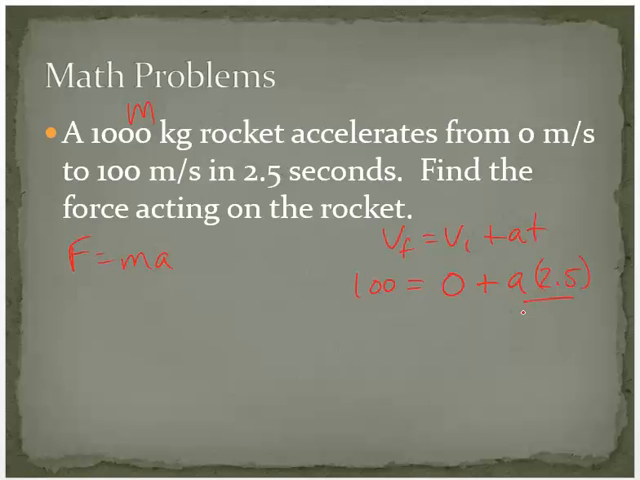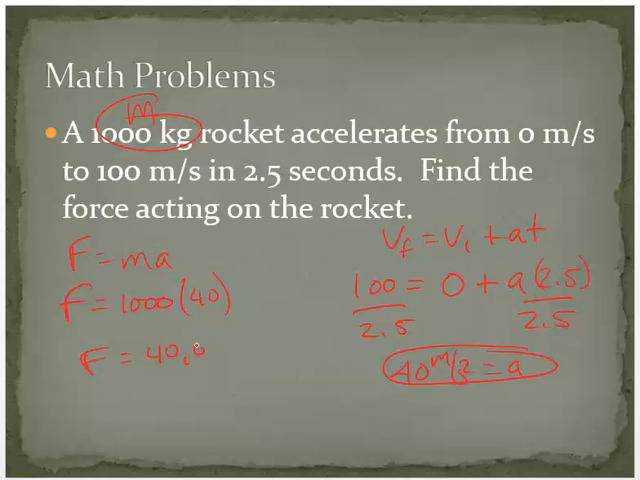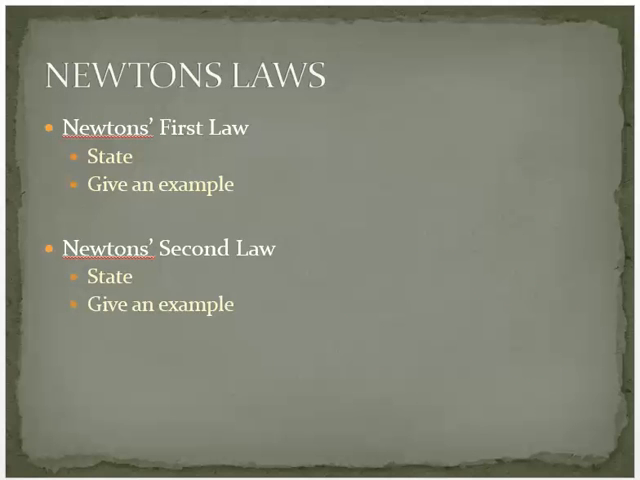Divide both sides by 2.5, and we find that 40 meters per second squared equals the acceleration. That's the acceleration, and there's my mass. The force equals 1,000 times 40, so the force equals 40,000 newtons.